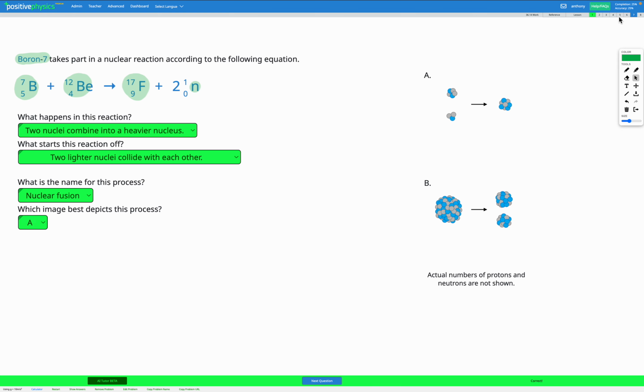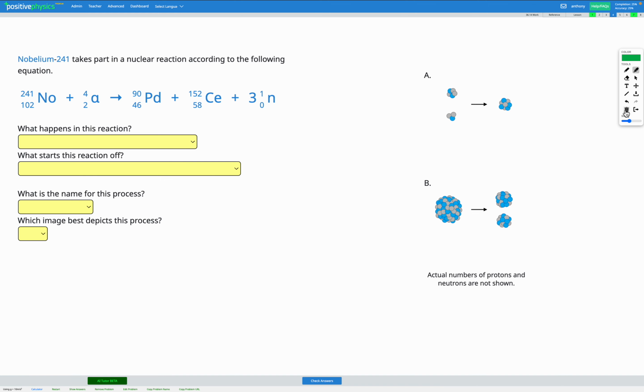Let's do a couple more examples. In this question, we have nobelium-241 taking part in our nuclear reaction. So we can see we're starting with that nobelium atom here. It's being bombarded by an alpha particle, and then it's forming this palladium nucleus with an atomic mass of 90, and the cerium nucleus with an atomic mass of 152, plus 3 neutrons. So we've got a really heavy atom to start with, nobelium, with 241 protons and neutrons. It splits up to form palladium and cerium, which are both lighter.